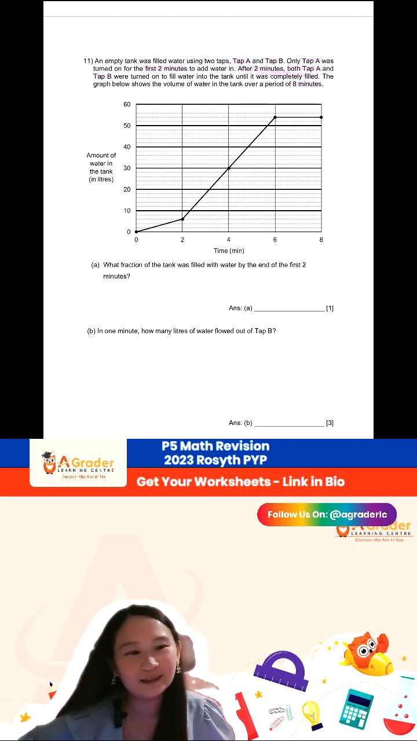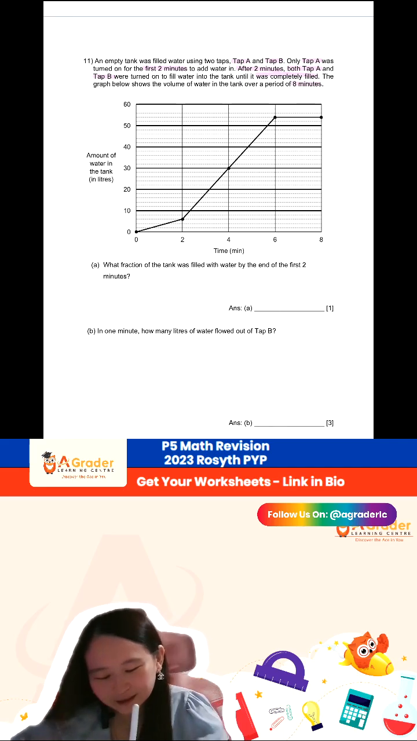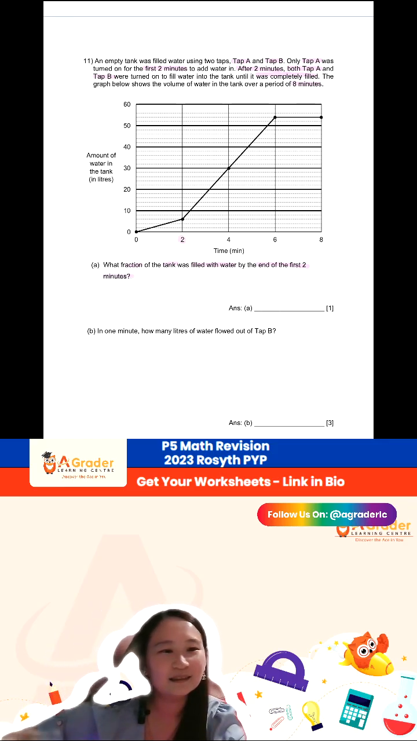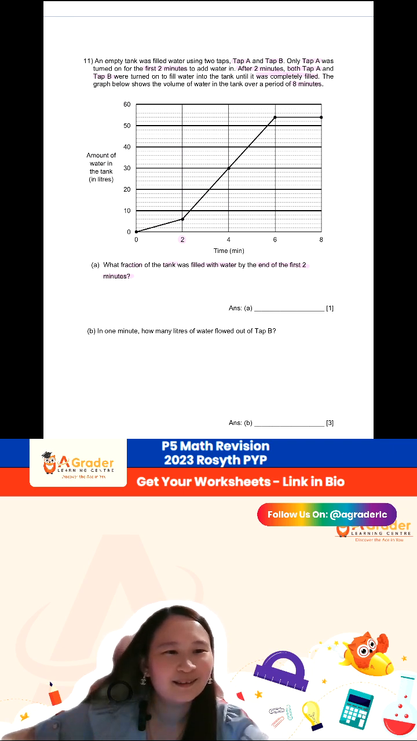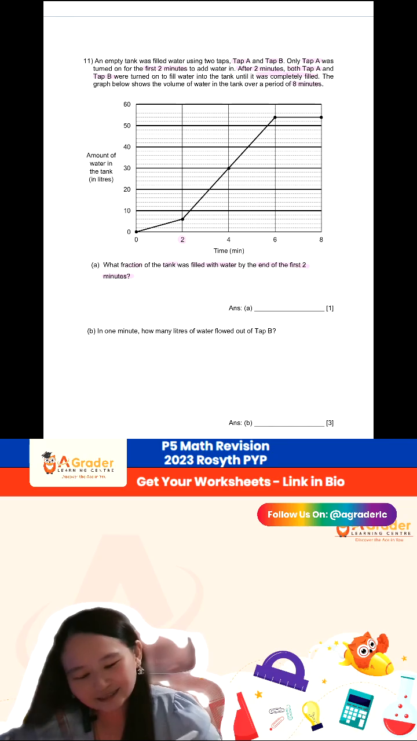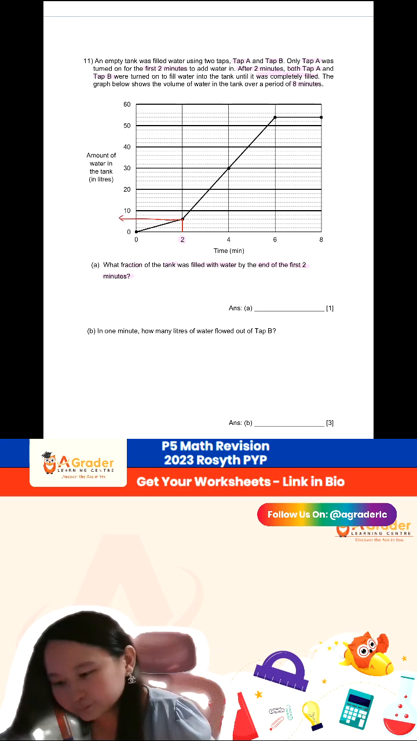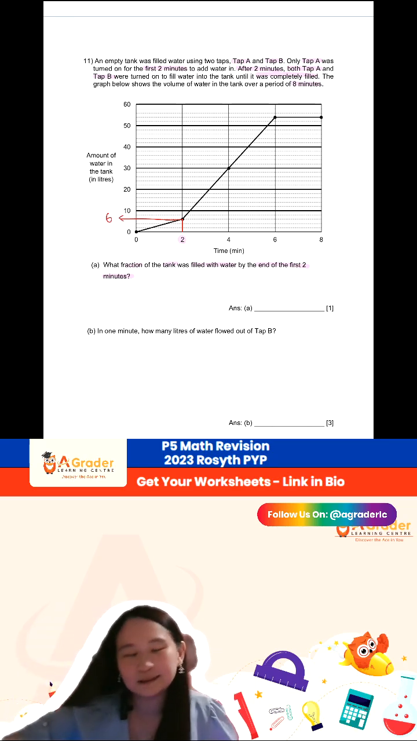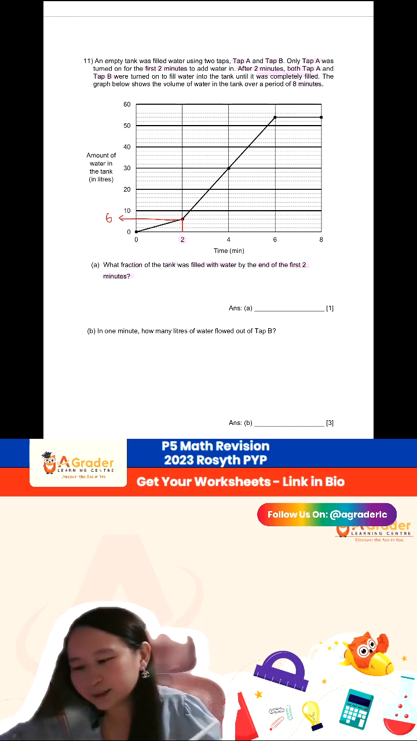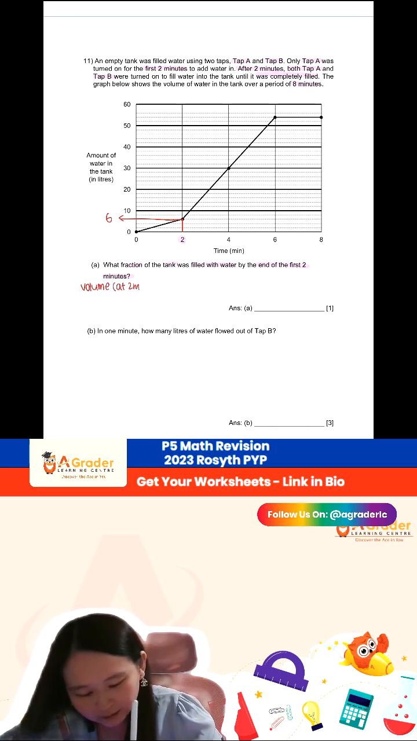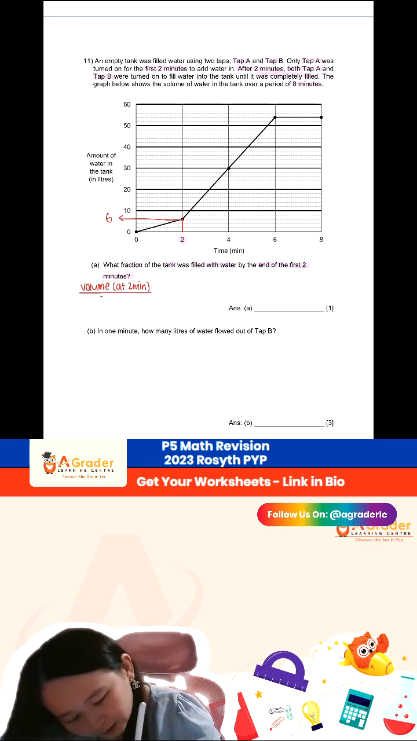Okay, part A. What fraction of the tank was filled with water by the end of the first 2 minutes? So 2 minutes is here. Okay, so for 2 minutes, we can read off from the graph. 6 liters. So what they want is volume at 2 minutes over the total capacity of the tank.